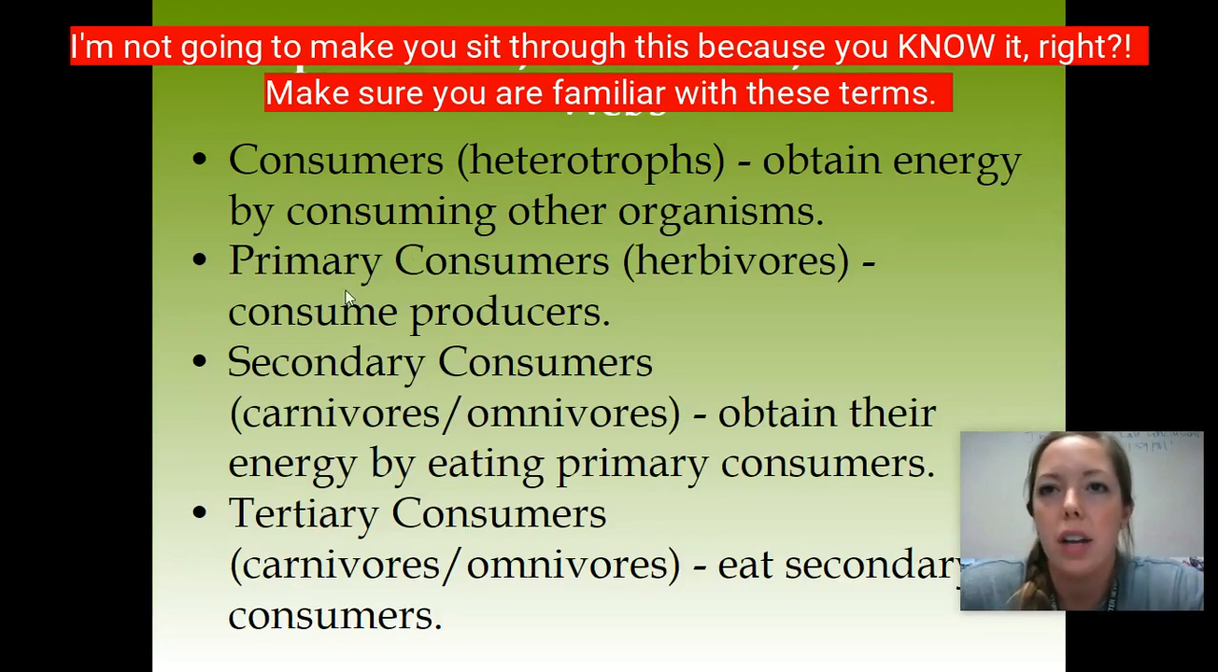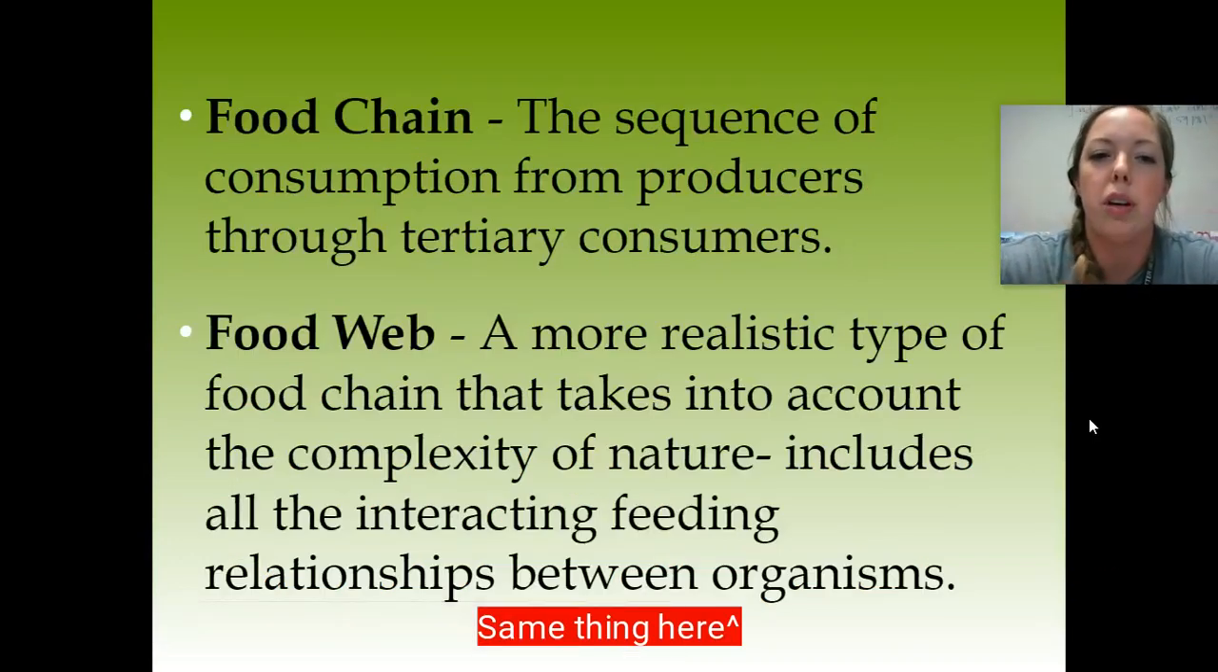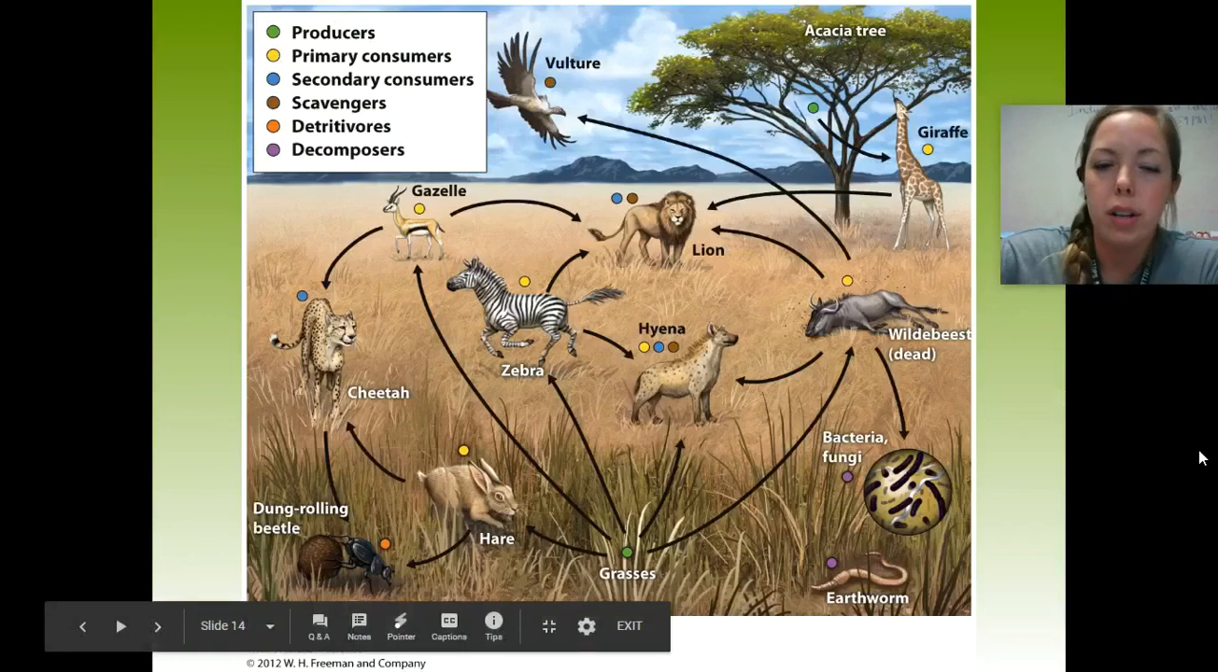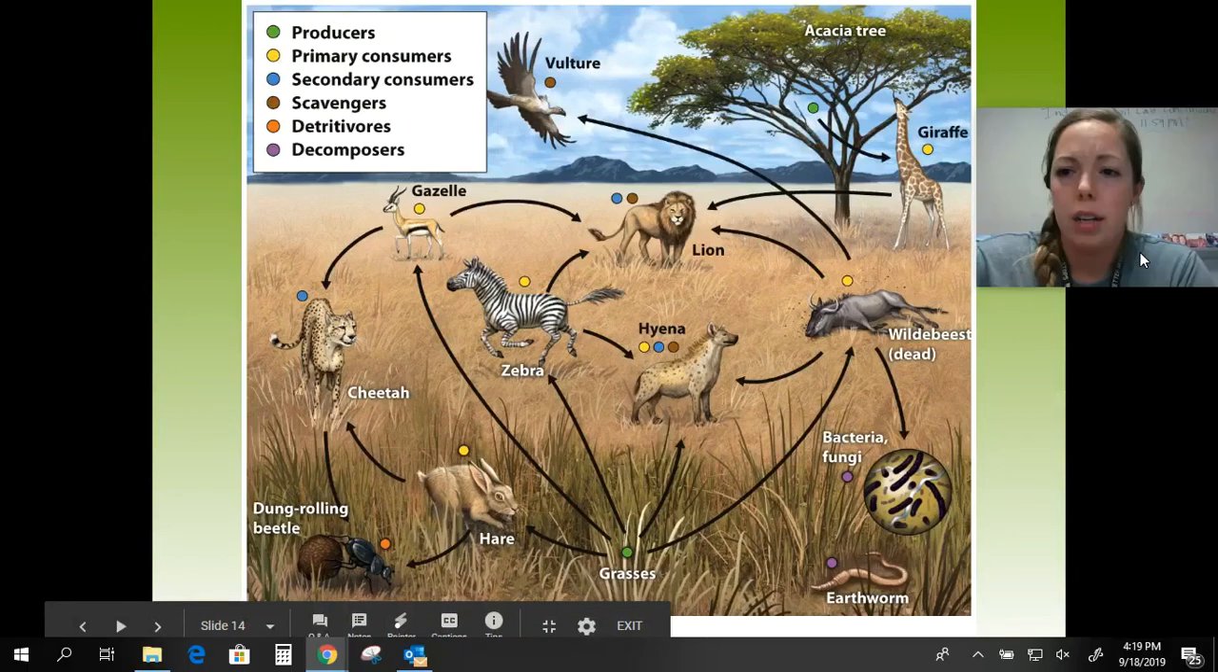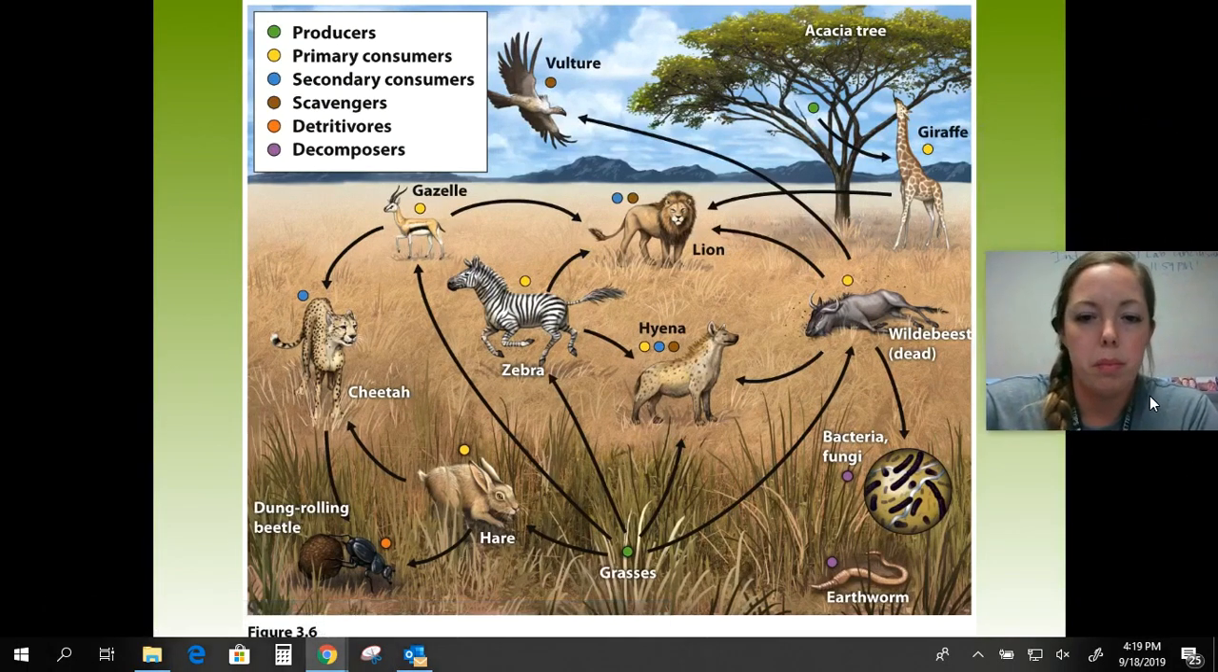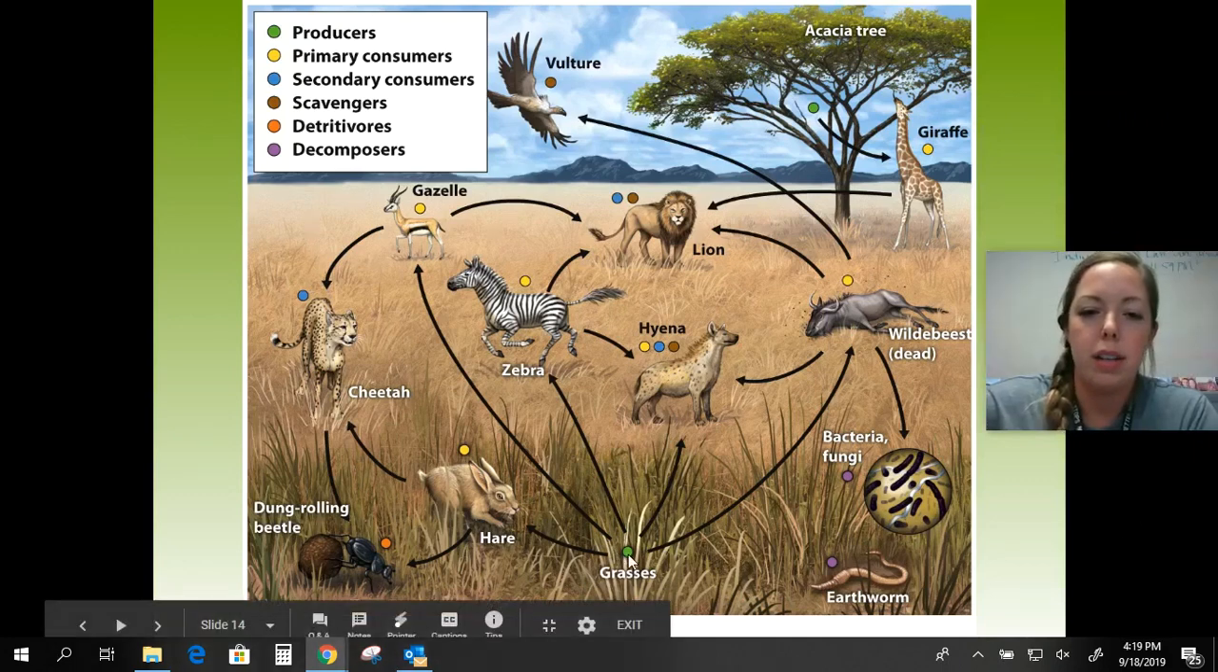So you've got heterotrophs that consume producers. We call those primary consumers, okay? Here are these two words. You guys need to be familiar with these and be able to distinguish between the two, all right? So here is a complex food web. So you can see the grass is being eaten by multiple species.